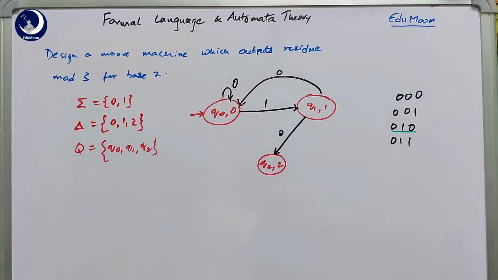Later we will see the transition diagram, the state diagram, or else what we call the transition table, which will show us the inputs and outputs.